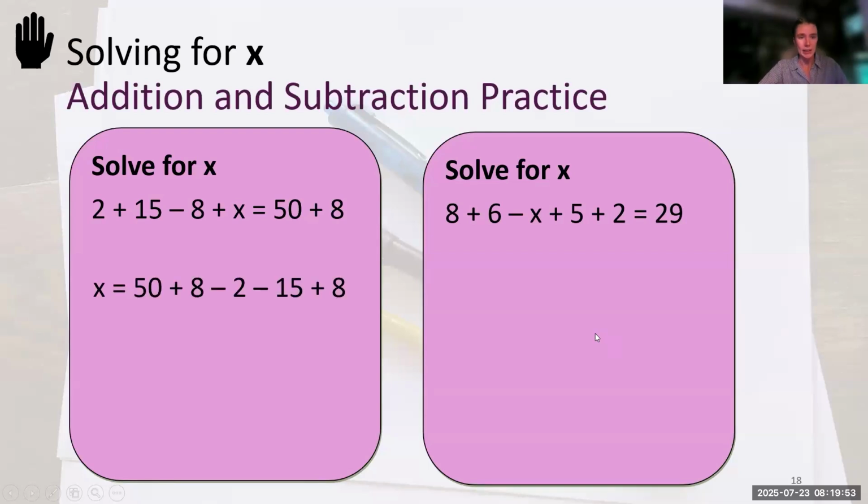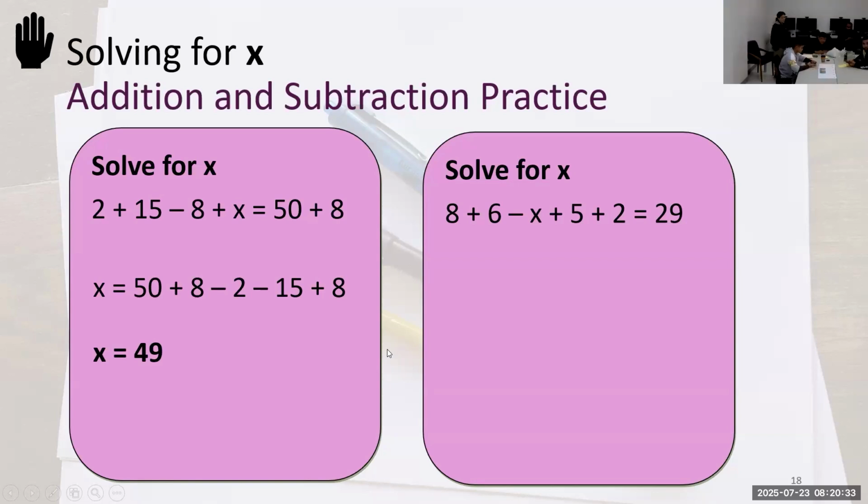So basically, to get the x alone, we're just going to shift this whole phrase, these three numbers on the x side of the equation, over to the other side. And because this is just addition and subtraction, we're basically just going to do the opposite on the other side, right? So 2 plus 15 minus 8 is going to turn into, we have the 50 plus 8 already on the right side, and now we've added minus 2 minus 15 plus 8. So that sign got changed. And now all you have to do is plug that into your calculator, and you should get an answer of 49. And so that's our first x.